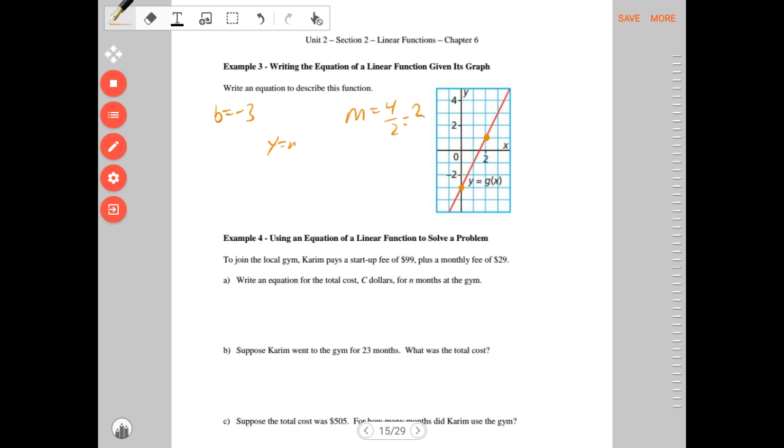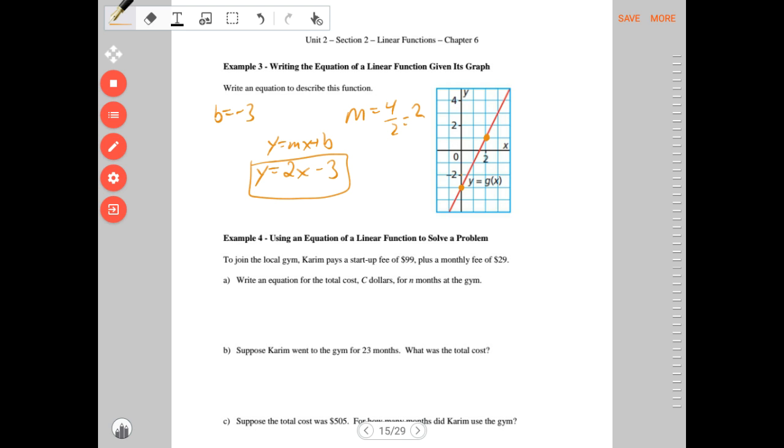So we go y equals mx plus b. Okay, well, the slope is 2, so 2x. And then the y-intercept is -3. So 2x minus 3. And there is your line.